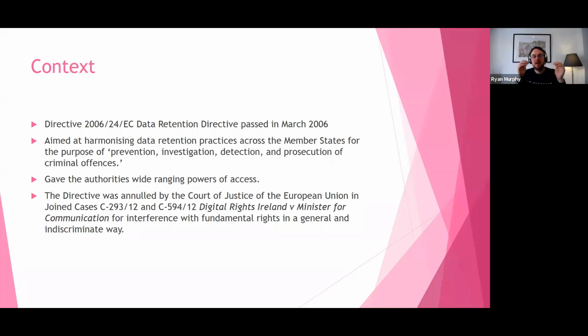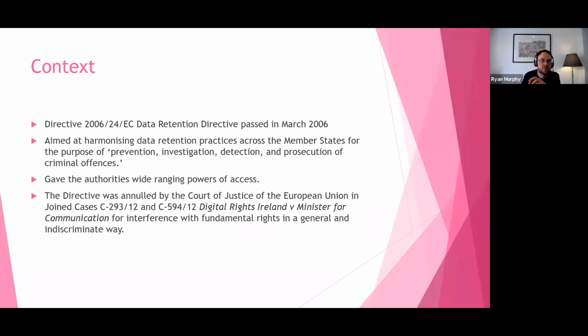So the UK had been obliged to adopt the principles of the directive. That directive is ruled to be unlawful. The UK is left with this gap in its framework for the retention of data. So what was the government's response?